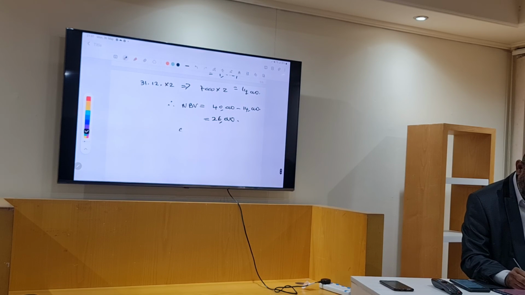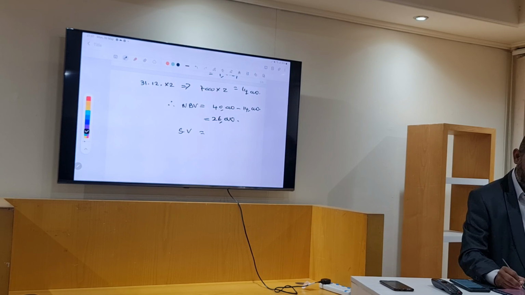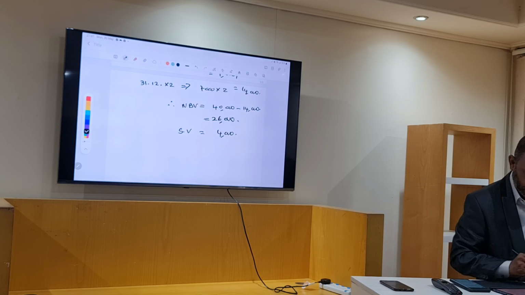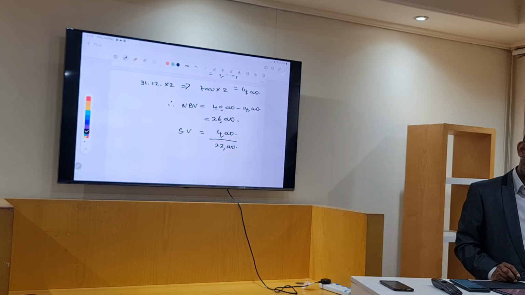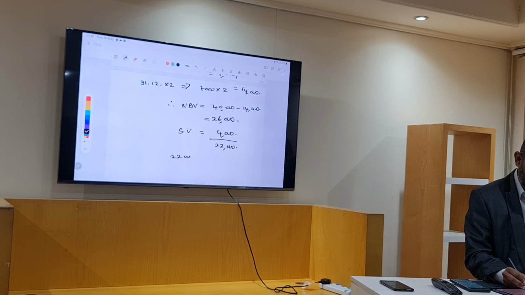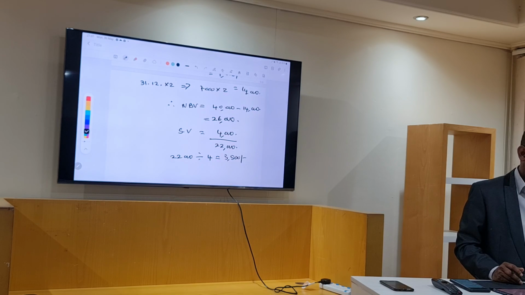What is the new scrap value? 4,000. Correct? So 22,000 now. Now they are revising the depreciation to 4 years. So what will be the depreciation per year then? 22,000 divided by 4 is 5,500. Understood? You got it. Good.